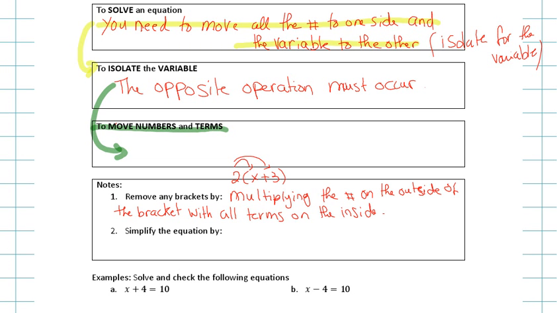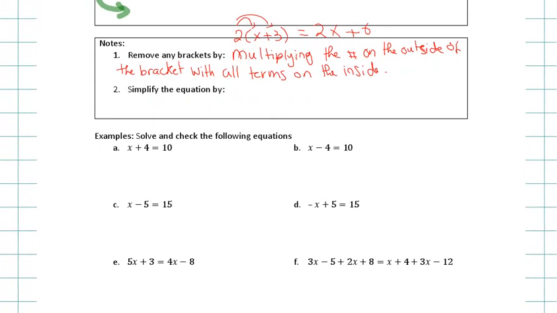So that 2 has to be multiplied by x, so that's going to give you 2x. And then that 2 is going to have to be multiplied by that 3, so it's going to give you plus 6. After you remove the bracket and you have no more bracket, then you want to collect like terms and isolate the variable.